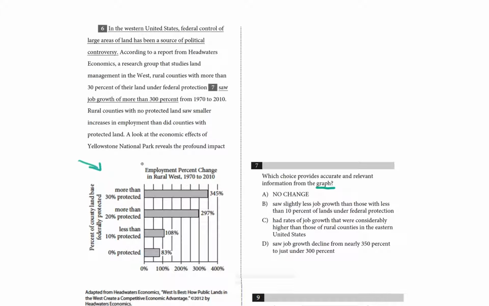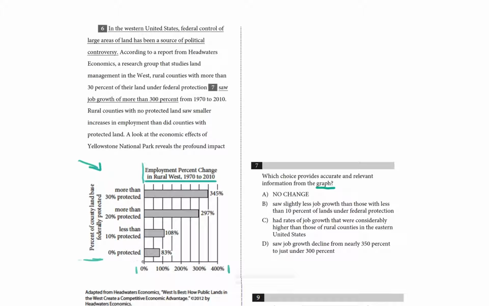So the title of the graph is Employment Percent Change in Rural West, 1970 to 2010. Let's look at the x-axis, which is the percent employment change. Let's look at the y-axis, which is percent of county land base federally protected.